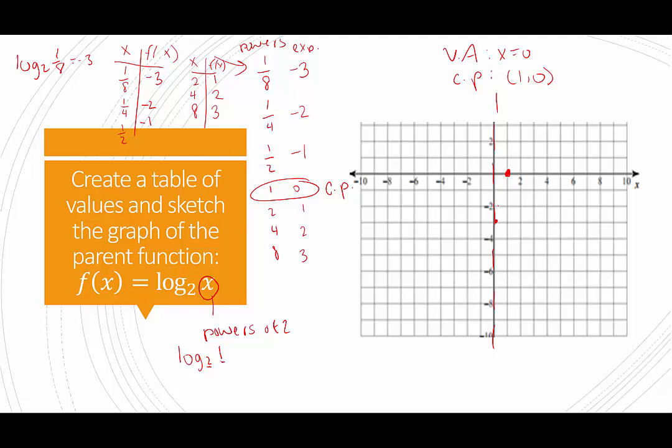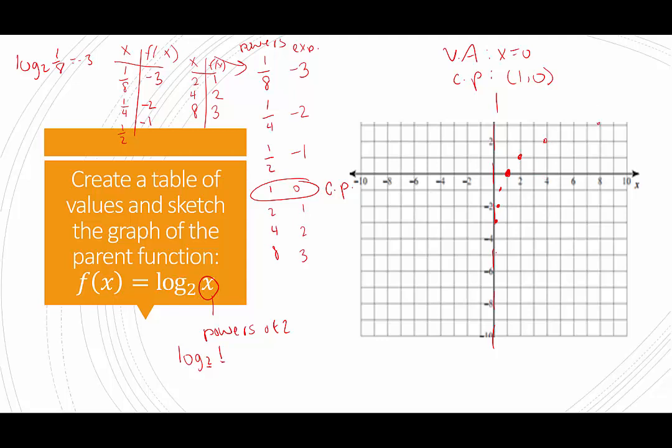So when we go to graph this, 1/8, -3 is going to be down here. 1/4, -2 would be maybe right here. And 1/2, -1 is going to be right here. We see that as we get closer and closer to that vertical asymptote, it's really hugging that vertical asymptote quickly. On the other side, we have 2, 1; 4, 2; and 8, 3 up here.